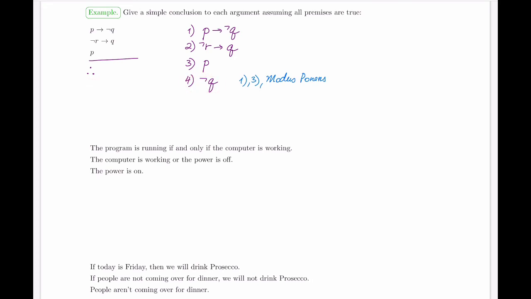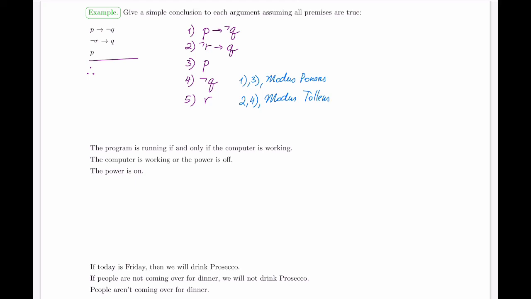I can also spot, for example, that I have not R implies Q, and then my newly concluded not Q. So I am denying the conclusion here, which by modus tollens will tell me that the negation of the original premise is also true. So my conclusion here, applying these two to each other, will be negation of the not R, which will be R. So that is by 2, 4, and modus tollens. And these are my two potential conclusions.